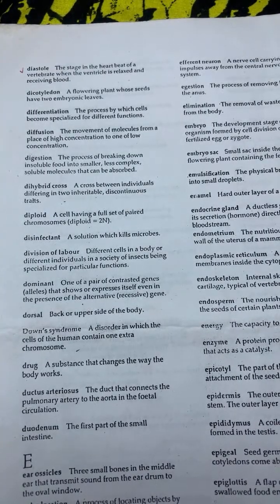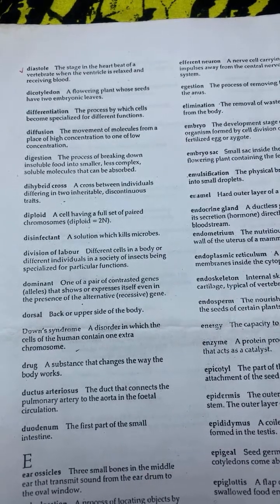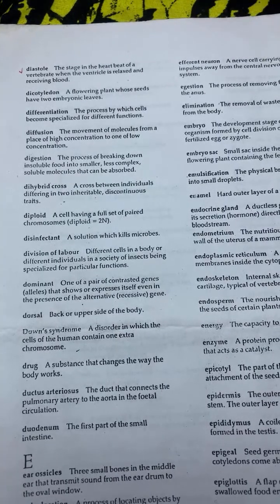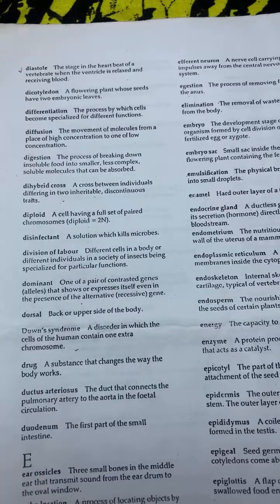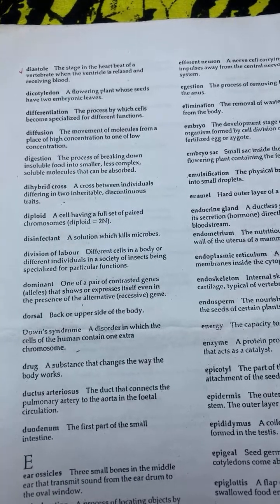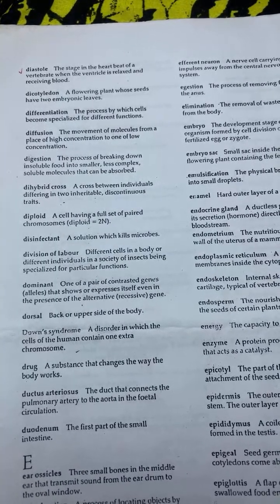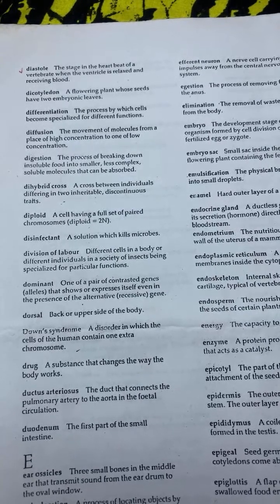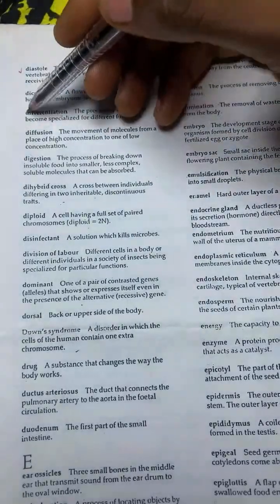Now move on to what we call differentiation. When we're talking about differentiation in this scenario, we're saying that differentiation is a process by which cells become specialized for different functions. When we're talking about specialized, we are saying that cells become more useful to perform a specific function. Are we together now?